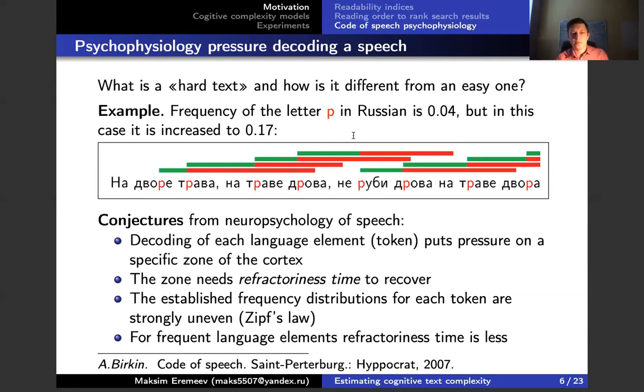When reading the text, our nervous system decodes the tokens progressively on several language levels: morphological, lexical, syntactic, and so on. Decoding processes occur in different nervous system zones, each responsible for a specific token on a specific language level. As a zone needs time to recover after the decoding process is finished, the frequent occurrence of the same token puts additional pressure on the nervous system as a whole. Finally, the nervous system adapts to the frequency of the tokens we meet when reading, so evolutionarily, the recovery period for zones accountable for frequent tokens is less.